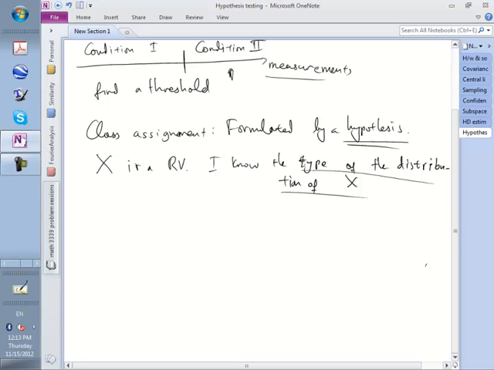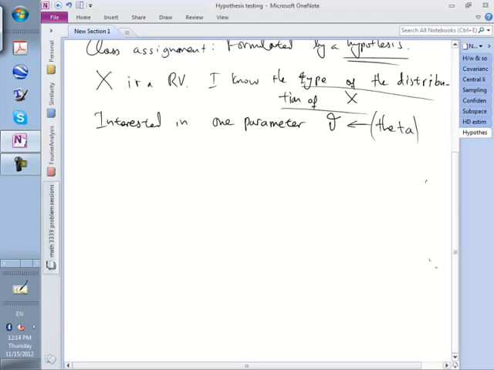What you don't know is a parameter that determines the distribution. Suppose that we're interested only in one parameter, which I call theta. I use this Greek letter, theta in Greek. I don't know what should be the proper phonetic here, but let's not worry about that.